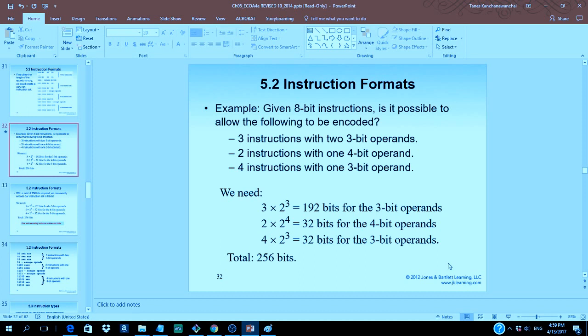So how about four instructions with one 3-bit operand? So we're looking at this one. This will be your R4. And then we need an escape, right? 111 could be an escape, all ones. Two ones is one escape, all ones is another escape.